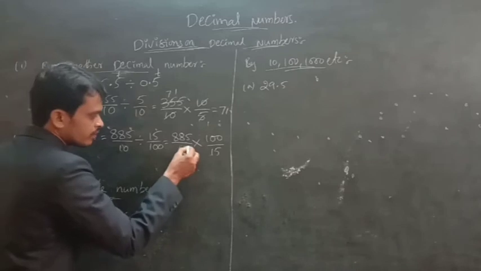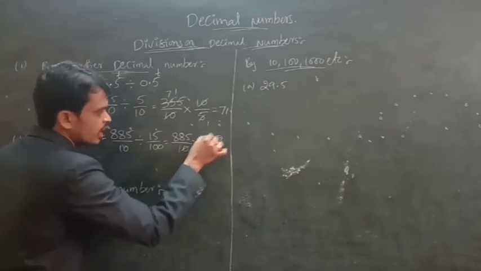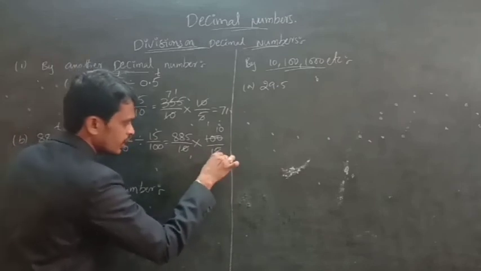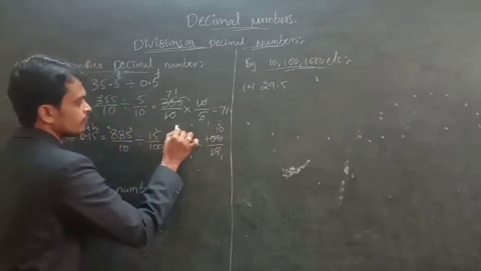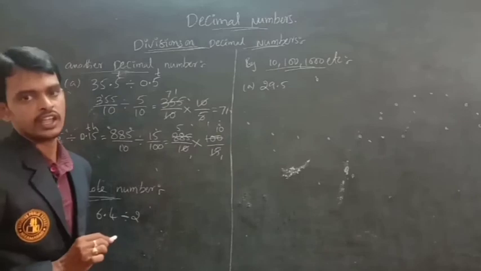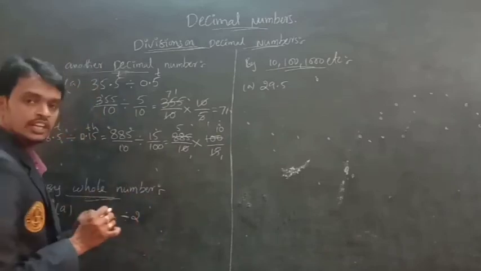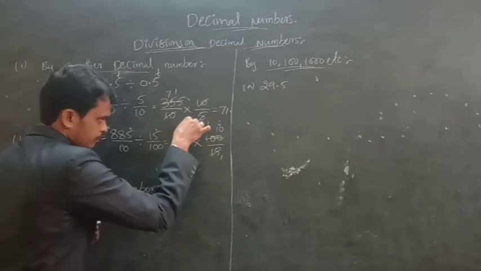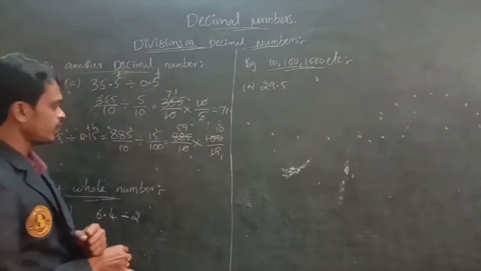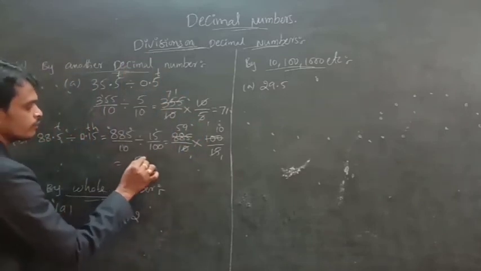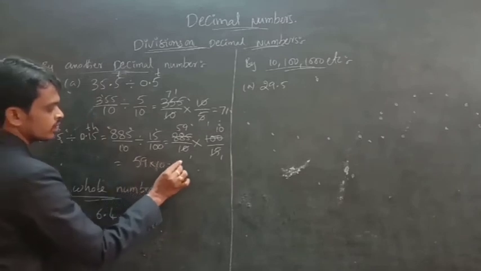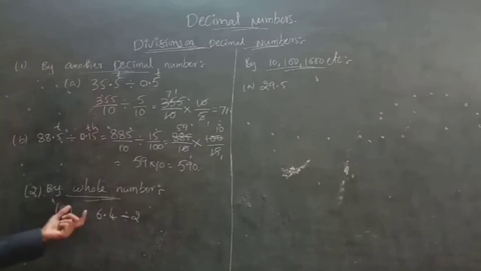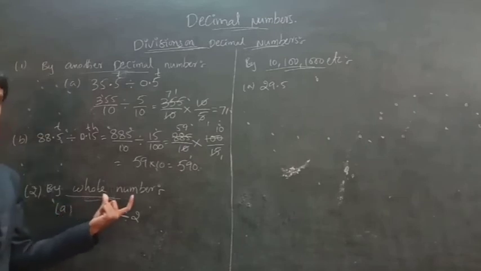The numerator becomes the denominator; it will change. Then here we can cancel 10 ones are 10, tens are 100, and here also we can cancel 15: 15 ones are 15, 15 fives are 75, remaining 30 is 15 twos, so 885 is 15 into 59. 15 nines are 135. Then it will be 59 into 10. The answer is 590.